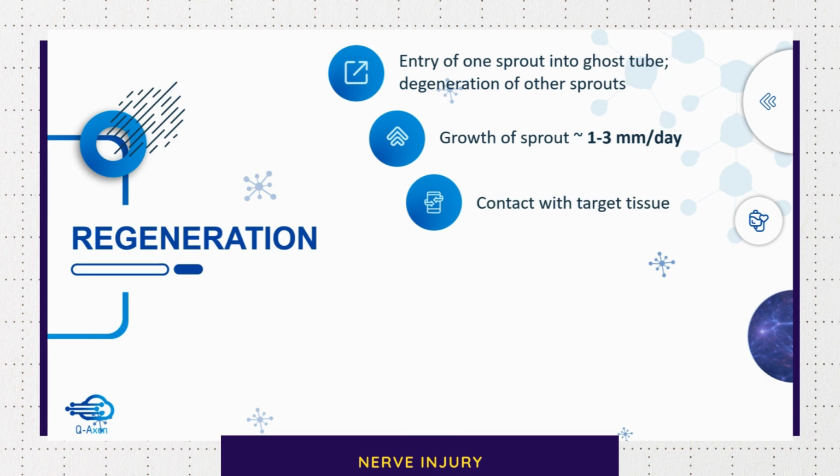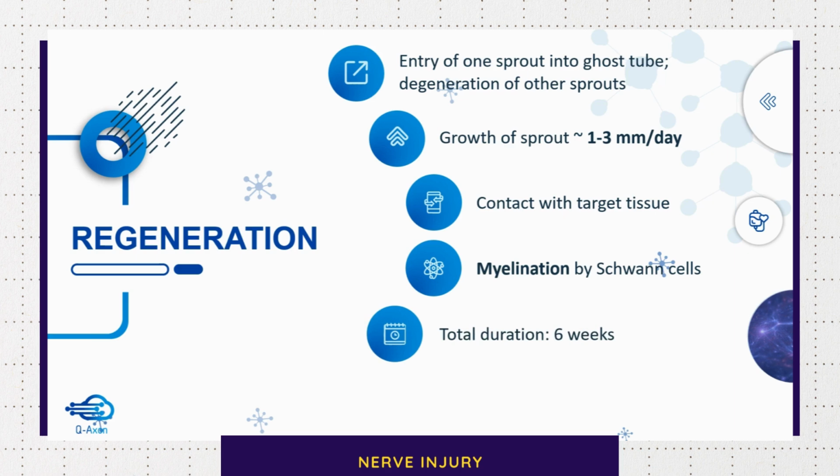Eventually it makes contact with the target tissue, and once that has happened, the axon is myelinated by the Schwann cells. The total duration is a minimum of 6 weeks. It depends on the severity of injury and could take much longer.